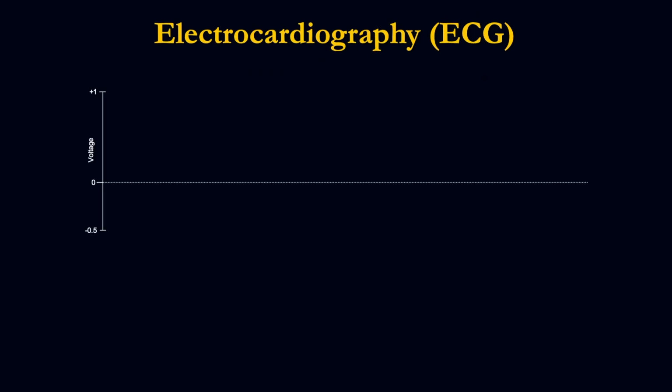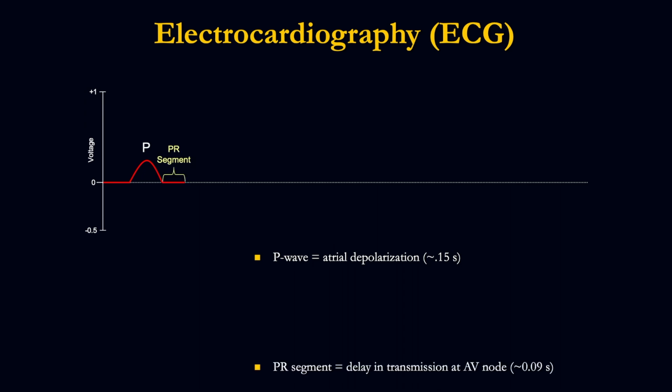On the y-axis here, we have voltage. Since we are electrical, we can actually measure the electrical activity in volts. The x-axis is 0. This is what we call the isoelectric line. So this line represents no electrical activity. The first deflection that we see in the EKG is what we refer to as the P wave. This represents atrial depolarization. The next line represents the PR segment. This represents the delay in transmission at the AV node.